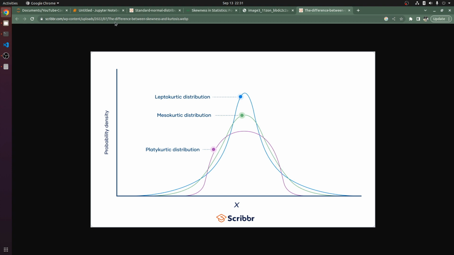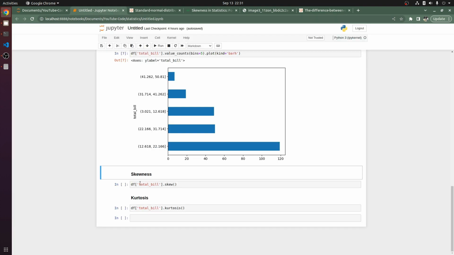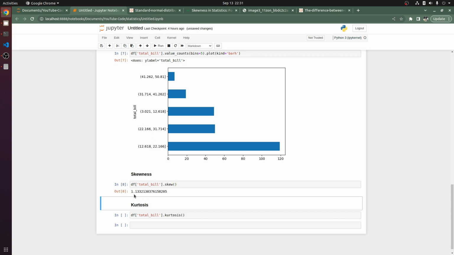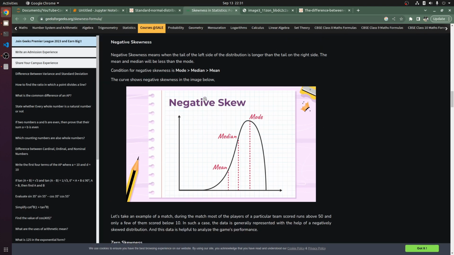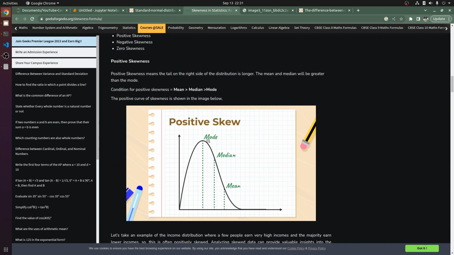Now moving back to the Jupyter notebook, I will find the skewness of the total bill column. So it is 1.13. So what does that mean? Whenever the value is greater than 0, that means our data is positively skewed. So the data will look like this. In this, mean is greater than median.